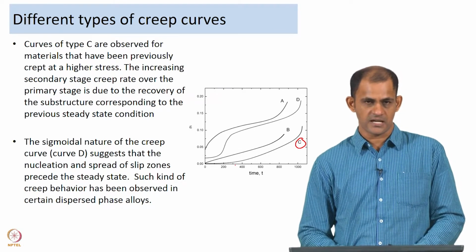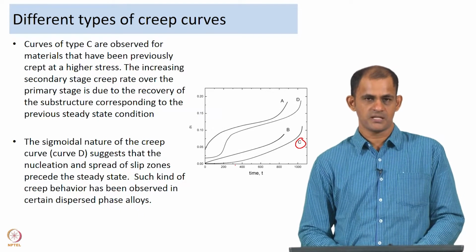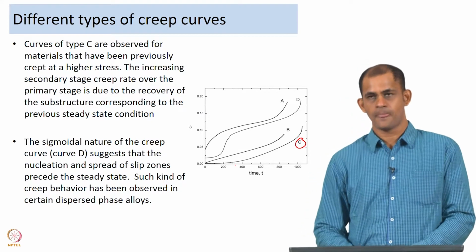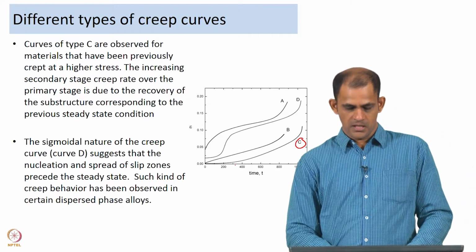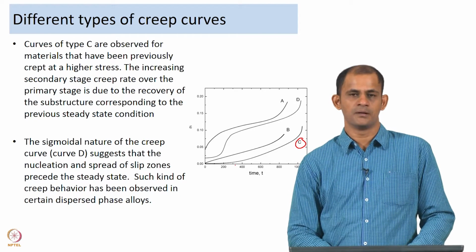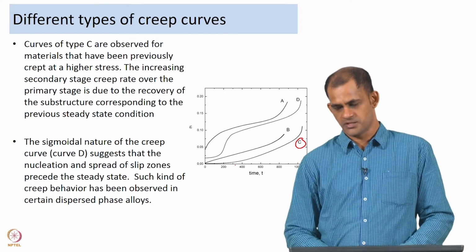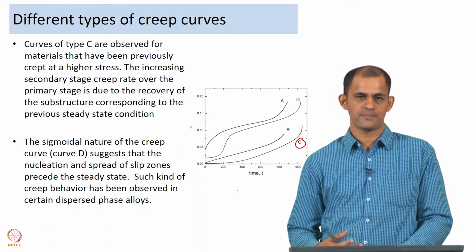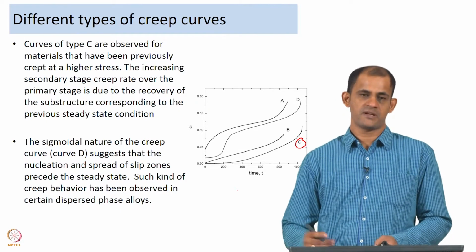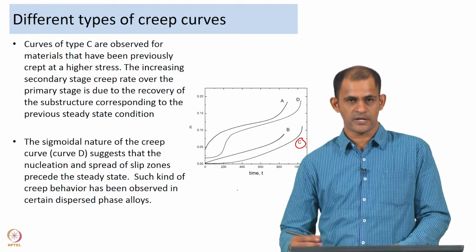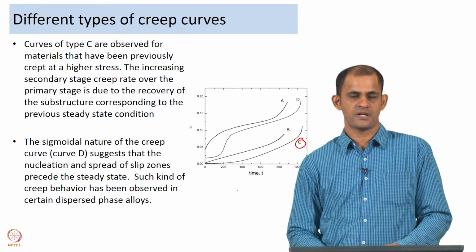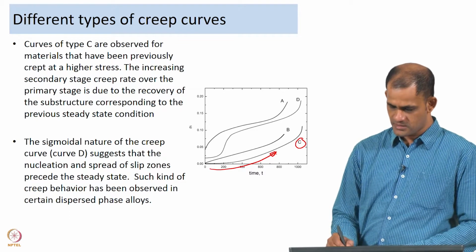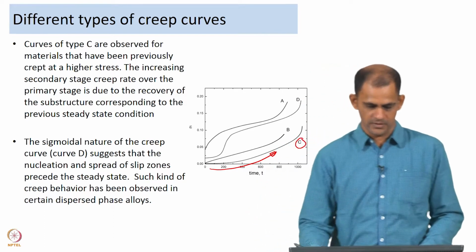So, here the increasing secondary stage creep rate over the primary stage is due to the recovery of the substructure corresponding to the previous steady state condition. Whatever substructure was created at a higher stress is going to be recovered when you carry out the same test at a lower stress, and because recovery happens faster compared to strain hardening, we know that the rate of creep is going to be higher. That is why you see the creep rate increasing, because this is recovery dominated creep behavior.